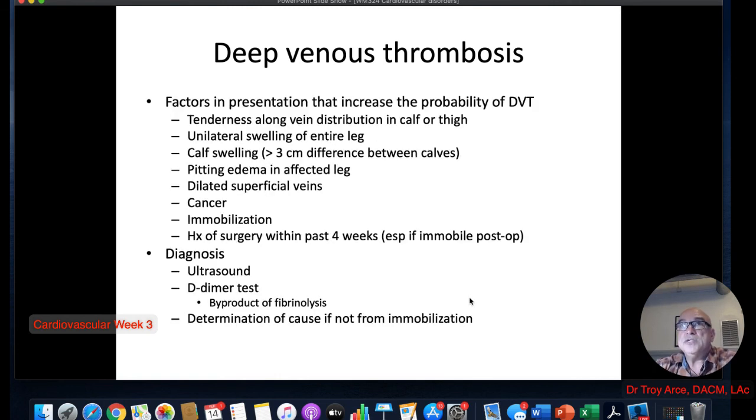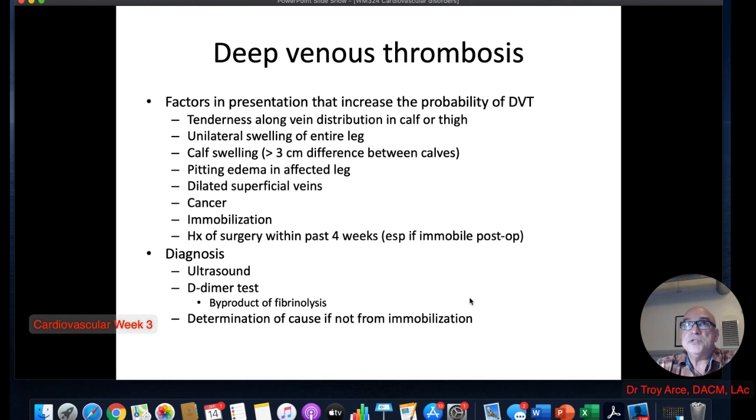Factors in presentation that increase the probability of DVT. Here we go. Tenderness along vein distribution in calf or thigh. How about unilateral swelling of the entire leg? Calf swelling greater than 3 centimeters difference between calves. Pitting edema in affected leg. Dilated superficial veins. Cancer. Immobilization, right? And history of surgery within the past 4 weeks, especially if immobile, post-op.